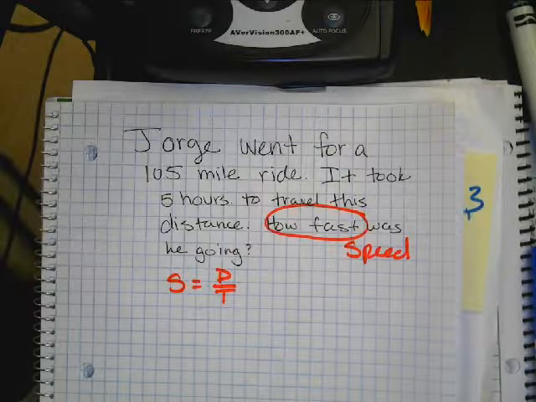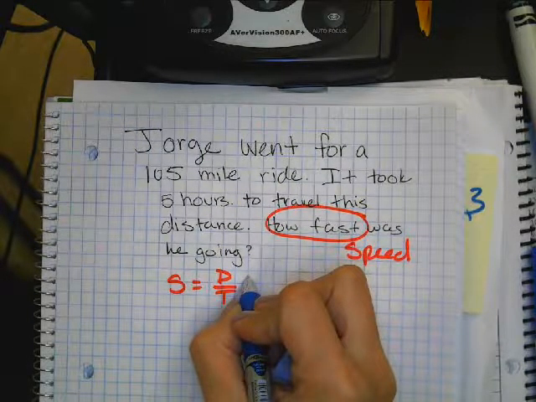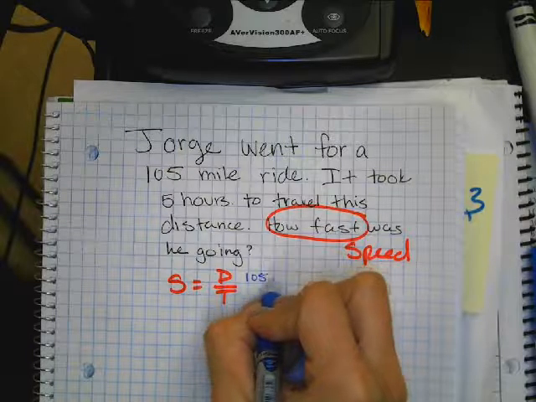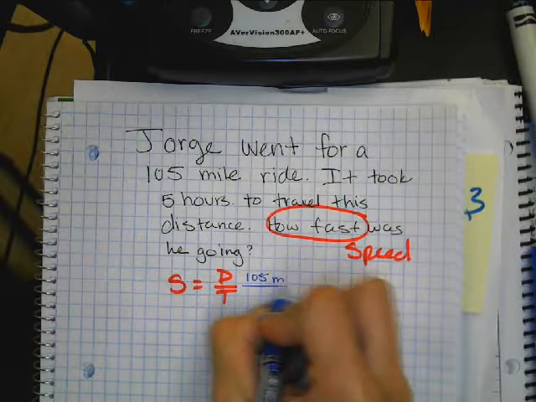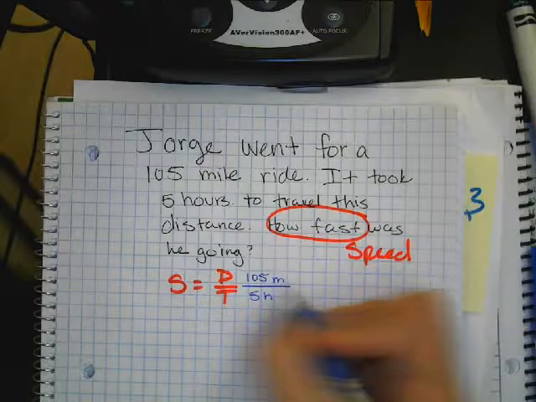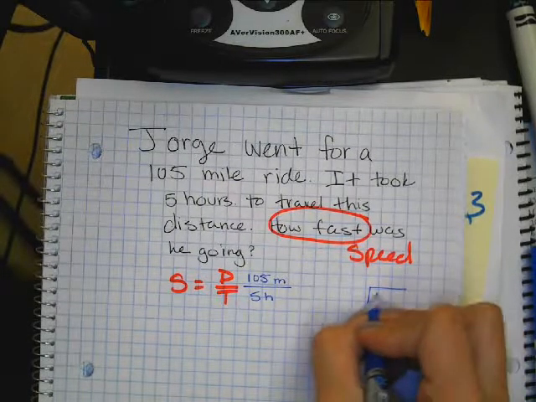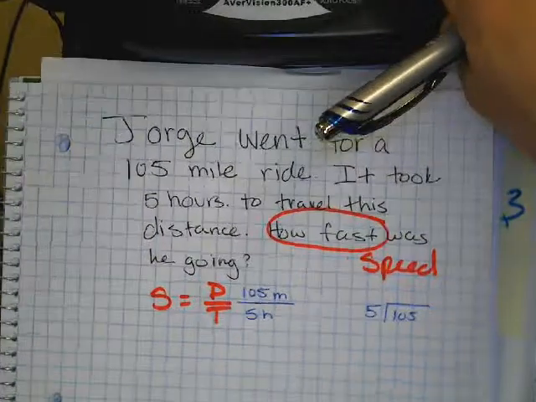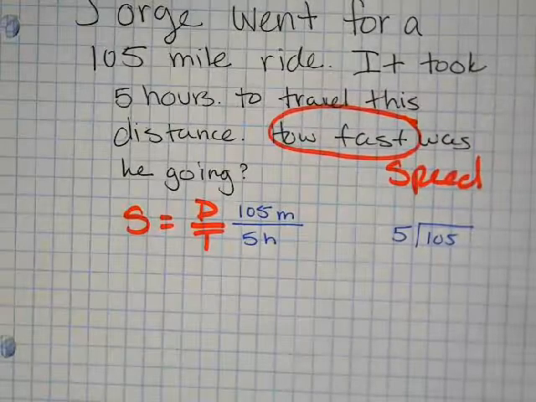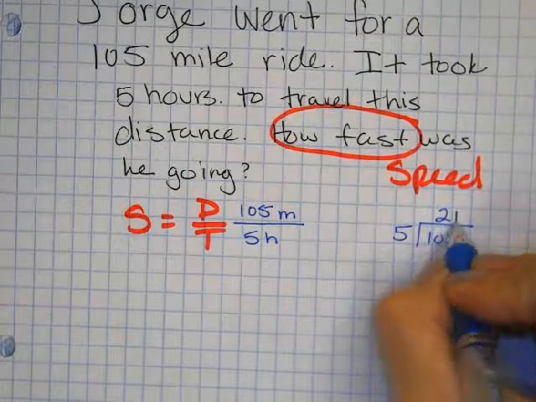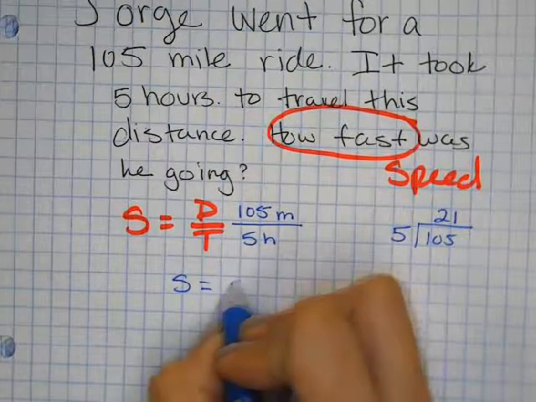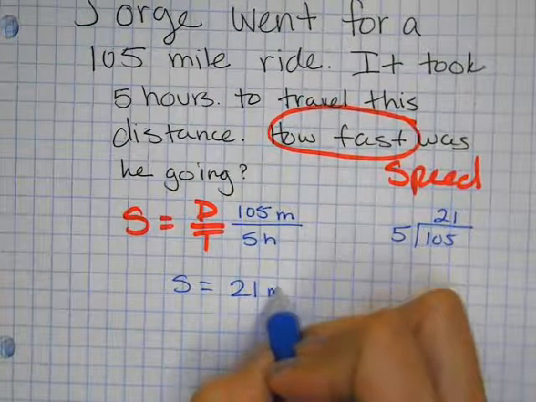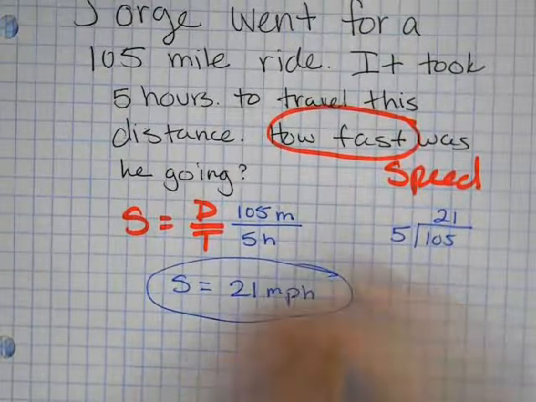All right. What's the distance? 105 miles. What's your time? 5 hours. So I'm going to divide it out. 105 divided by 5. Good. 21. So your speed is 21 miles per hour. Good.